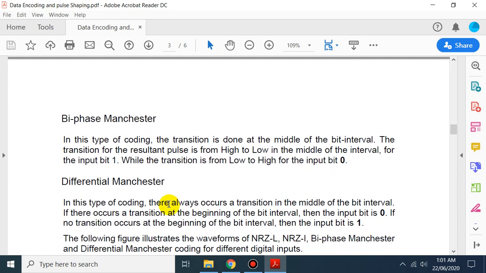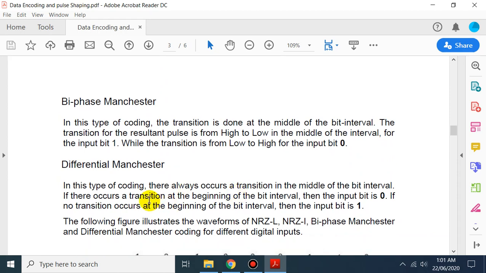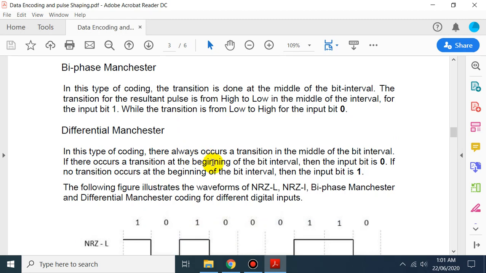So what is biphase Manchester encoding? In this type of coding, the transition is done at the middle of the bit interval. The transition for the resultant pulse is from high to low in the middle of the interval for the input bit 1, while the transition is from low to high for the input bit 0 here. Now as far as differential Manchester encoding is concerned, in this type of coding, there always occurs a transition in the middle of the bit interval. If there occurs a transition at the beginning of the bit interval, then the input bit is 0. If no transition occurs at the beginning of the bit interval, then the input bit is 1.